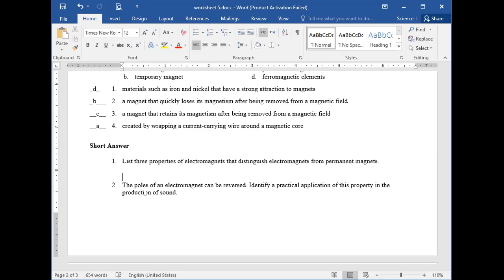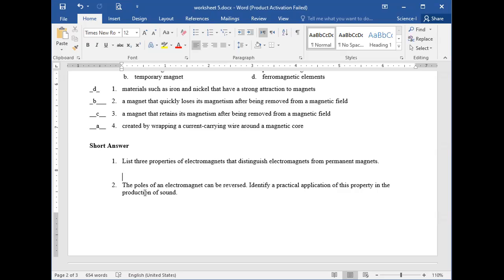Yes, we can control its strength, by increasing the number of loops or increasing the power source. So I could increase the power of this electromagnet. I could make it have more magnetic force or less. So it can be controlled. What else, Yusuf?